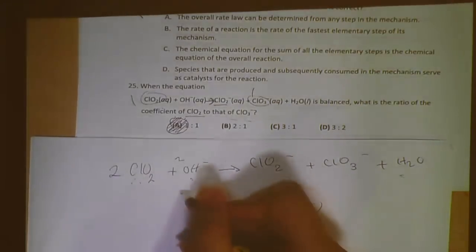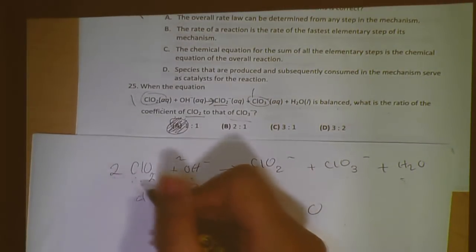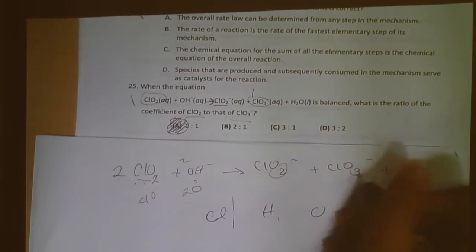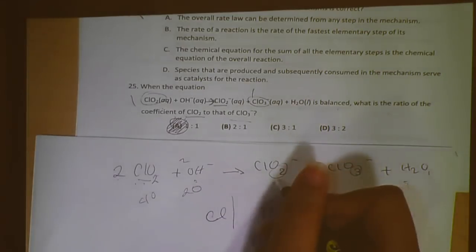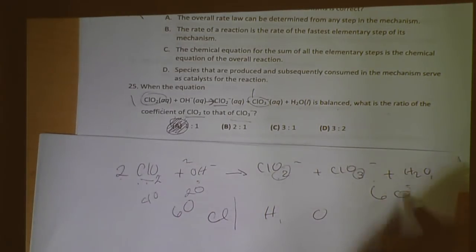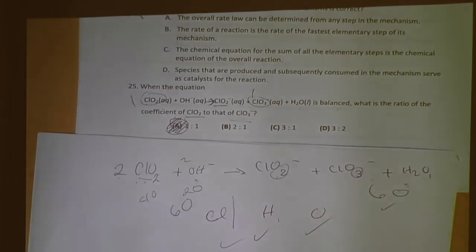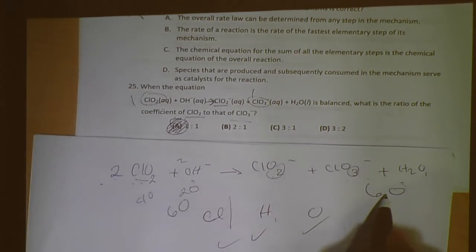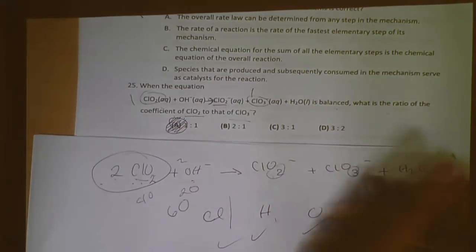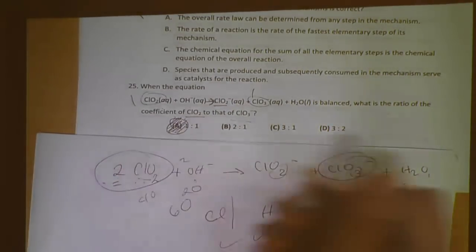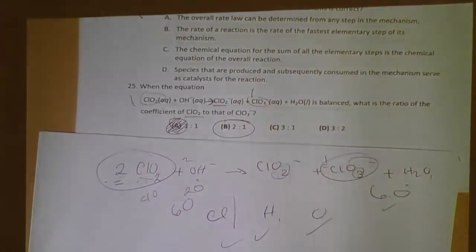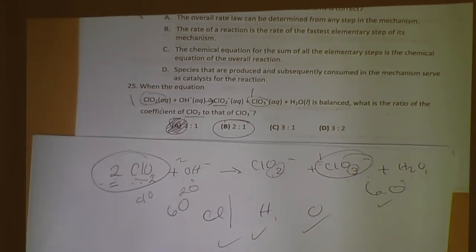So now I have 2 O's, 4 O's, because 2 times 2. Then here I have 2 O's, and 3 O's, and 1 O. So I have 6 O's total. Here I have 2 plus 3 is 5 plus 1, so I have 6 O's, so the O's also balance out. So now that's the balanced equation. It's asking for the coefficients of ClO2 and ClO3 minus. So here I have a 2, here I have a 1, so the ratio of the coefficients is going to be 2 to 1. Okay?